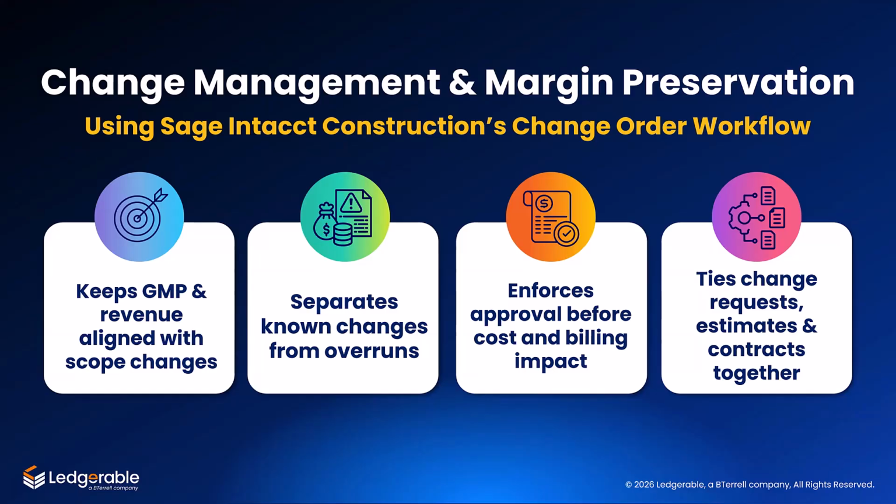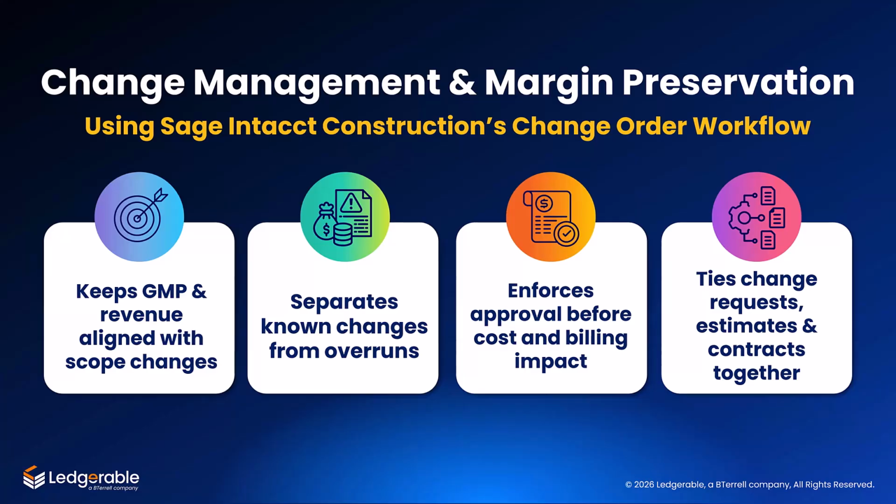When you use project change orders for every scope change, Intacct can distinguish cost changes due to scope versus true overruns with unchanged scope. And that visibility lets you protect fee and contingency instead of silently absorbing owner-driven changes. It also enforces approval before incurring cost or billing impact.